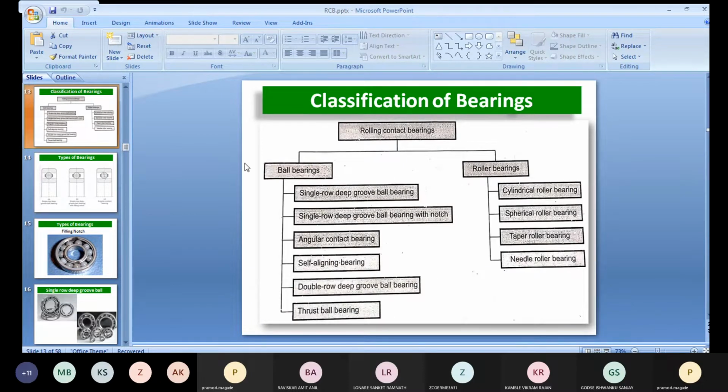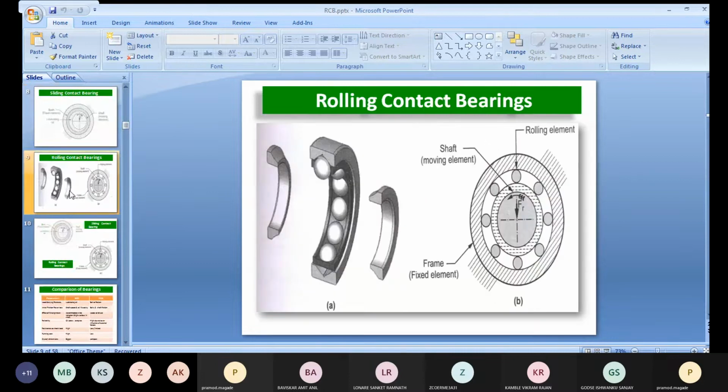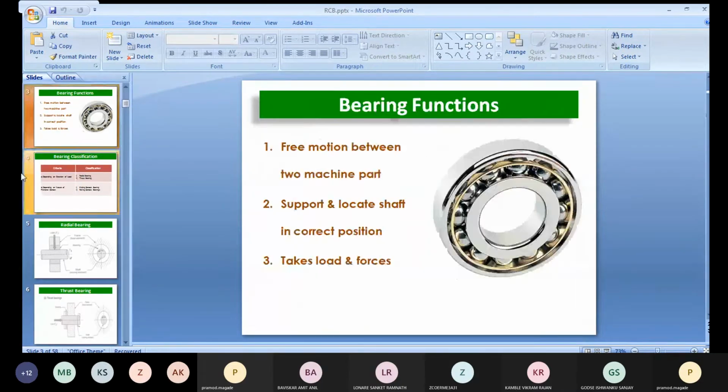Single row deep groove ball bearing. Single row deep groove ball bearing means it has a single row. Row in the case of a bearing means a circle, one circle in which balls are situated. So this will be the one row. You can see the 3D diagram of this also. This is called a single row deep groove ball bearing. It maintains a single row in its structure.